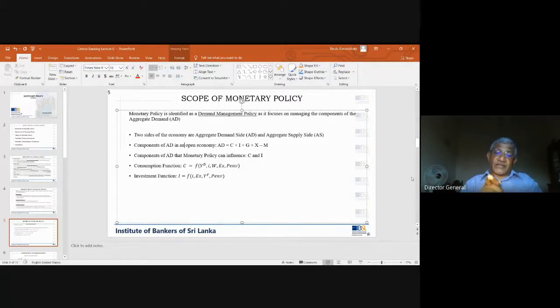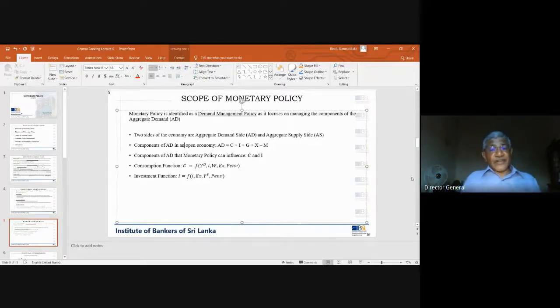Import is cash outflow from the country. So those are the main components. C plus I plus G is the closed economy. When you have X minus M, then it becomes open economy. All these things are the components of aggregate demand.